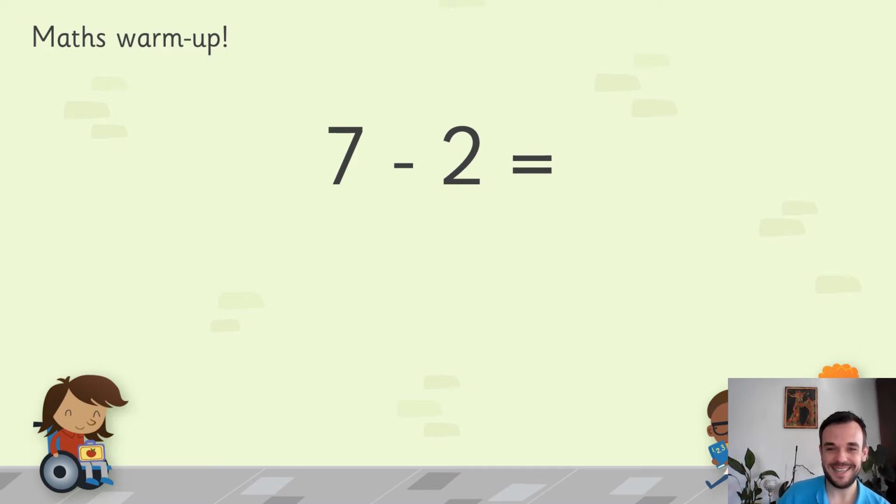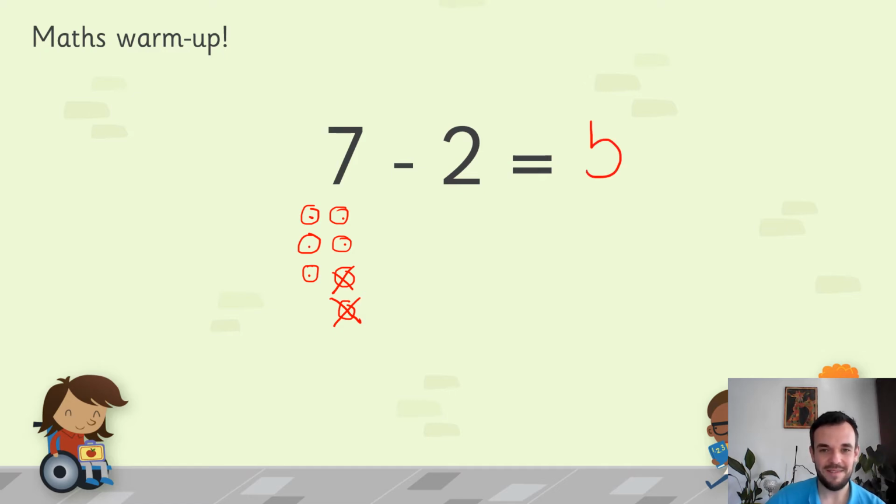Okie dokie, I can see you have your answers. So our question is 7 take away 2 equals. So first of all, we need to start with 7 circles. So let's draw our 7 circles. 1, 2, 3, 4, 5, 6, 7. And we've got to take away 2, which means get rid of 2. So let's get rid of 2. 1, 2, and all we have to do next is count how many we have left. 1, 2, 3, 4, 5.